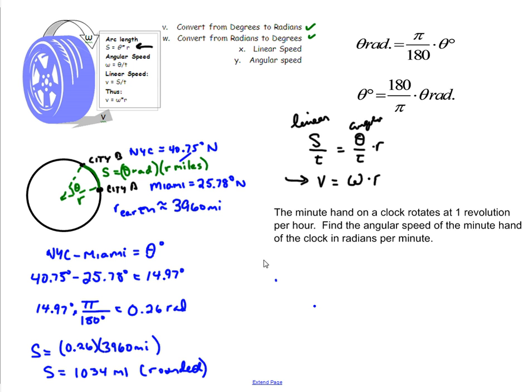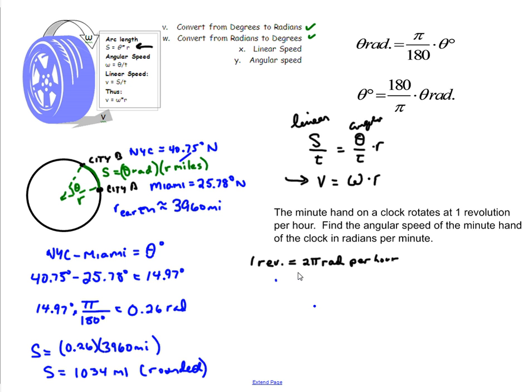So in my case, here's what I'm going to do. I know that one revolution is equal to 2 pi radians. So I'm saying 2 pi radians per hour is how fast this is traveling.